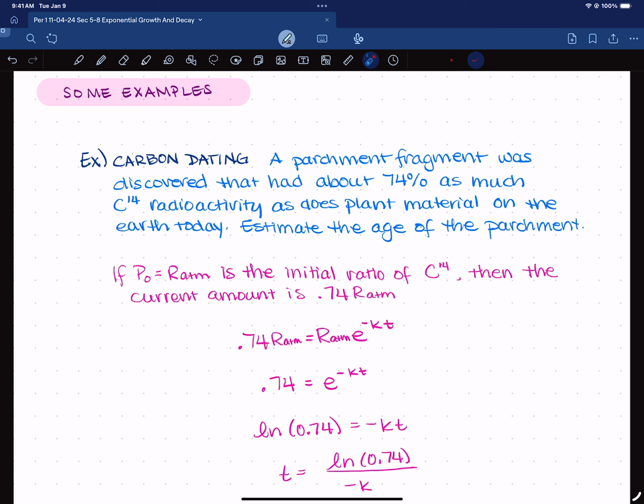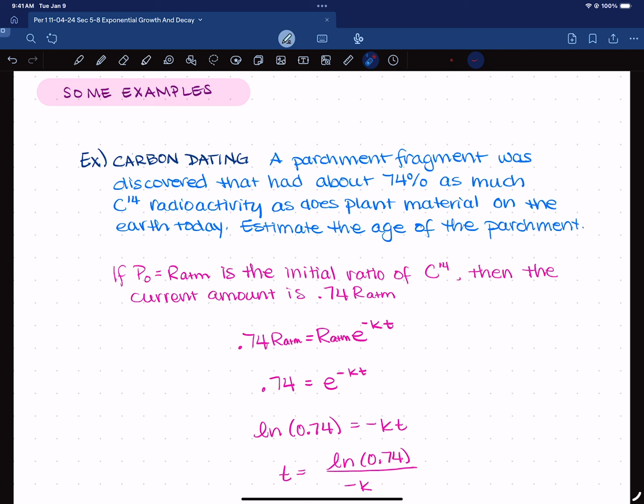So now we're just going to look at a couple examples. We're going to look at a carbon dating example and just a generic exponential function. So let's look at this one. Let's say that a parchment fragment was discovered and it had about 74% as much C14 radioactivity as plant material on the Earth today. So estimate the age of the parchment.